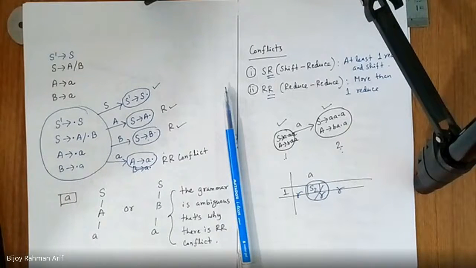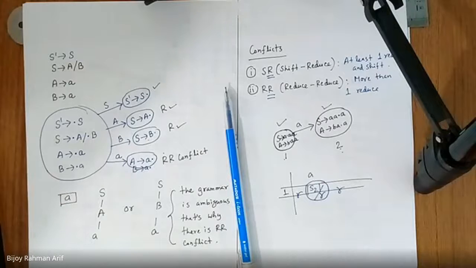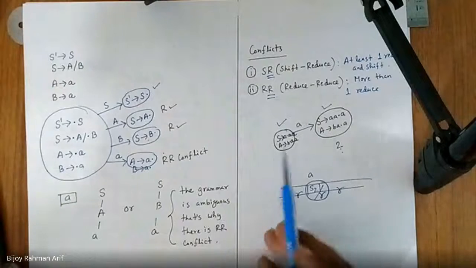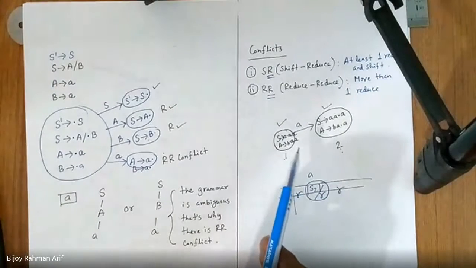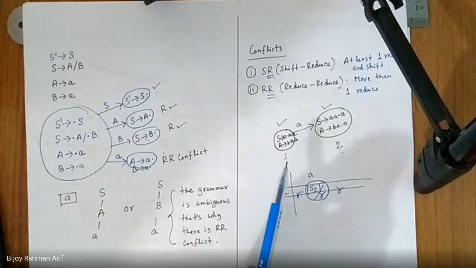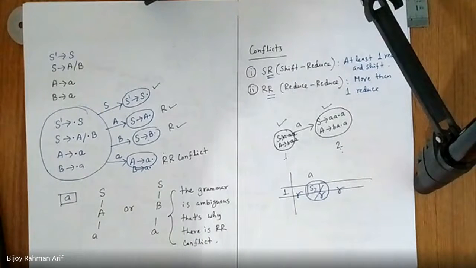Sir, when we are trying to reduce cognitive conflict, why would there not be shift conflict? He is asking: what is wrong with shift conflict? Simple. What do you mean by shift conflict? Shift conflict means multiple products might go from one state to another state, shifting a terminal.